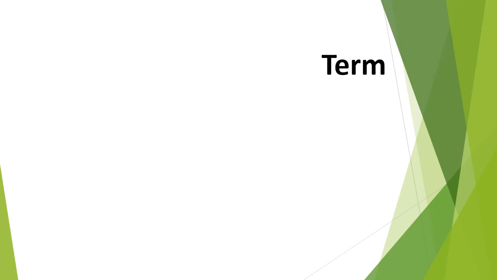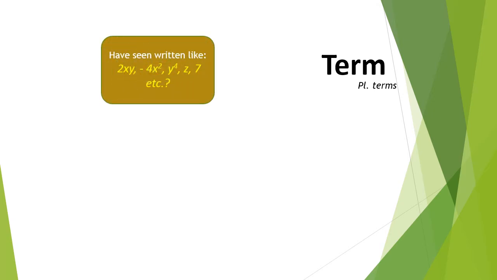Now we have to learn terms also. Plural, it's written terms. And as you have studied algebra in classes 6 and 7, I hope you have come across expressions like 2xy, minus 4xy. You have seen them in your book, you have done addition and subtraction of these values. You have studied like and unlike terms, you have arranged them, subtracted them, and multiplied them also. So you have seen them written like 2xy, or minus 4x square, or y to the power 4, z, 7, etc.